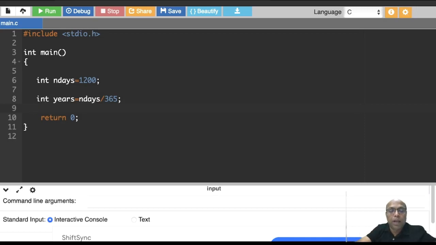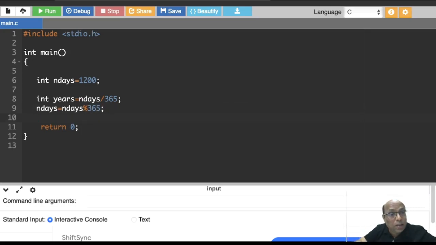I need to find the remaining. n days is equal to n days modulus 365. Why am I using the same variable n days? Because I don't want a new variable again. I don't want the same 1200 again. Therefore, I am going to store it back in this.